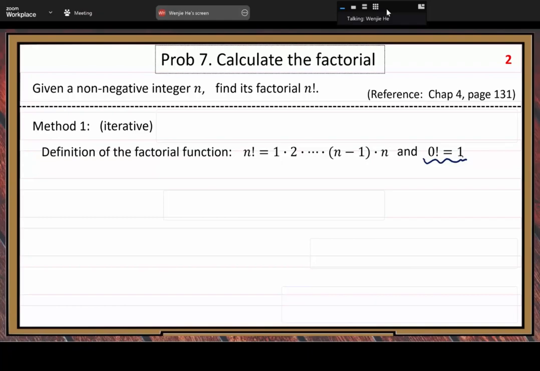Can you understand that? 0 factorial equals 1. Do you feel it makes sense? Why is 0 factorial not 0? It is 1. Can you see that? So we need to understand that. Let me delay the explanation a little bit.